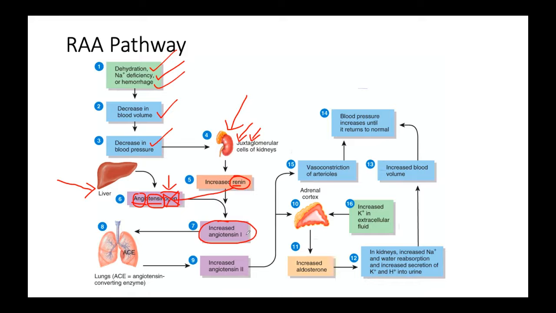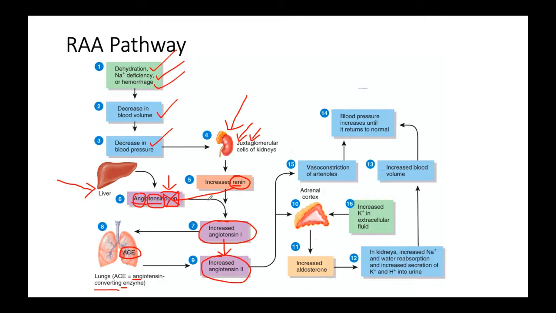Now, it's safe to assume if there's an angiotensin 1, there's going to be an angiotensin 2. But what is it that converts angiotensin 1 into angiotensin 2? Well, this is going to be something that the lungs produce called ACE, or angiotensin converting enzyme. Angiotensin converting enzyme, ACE.